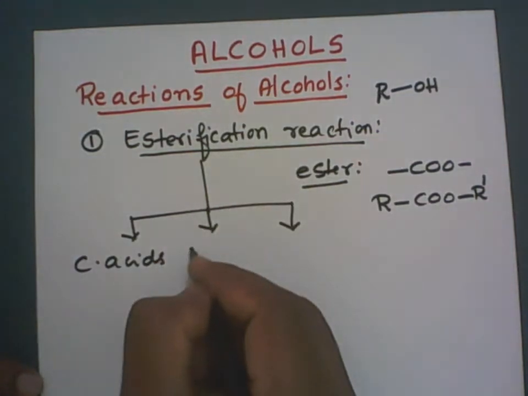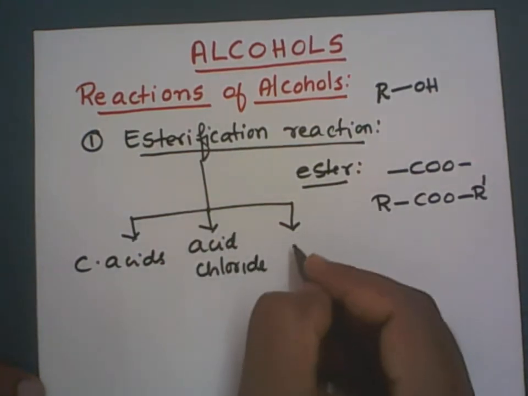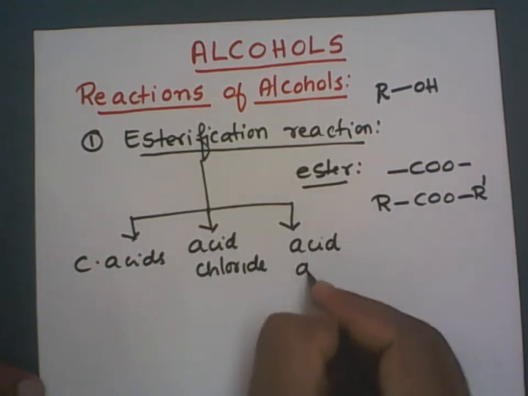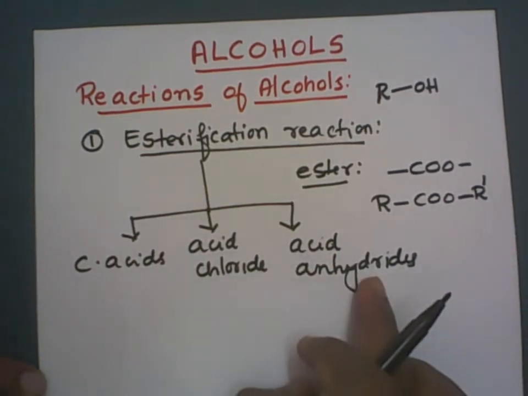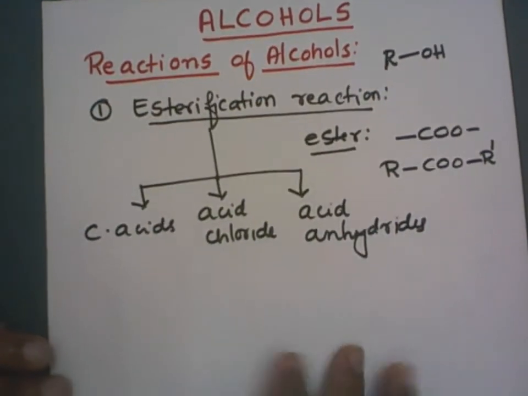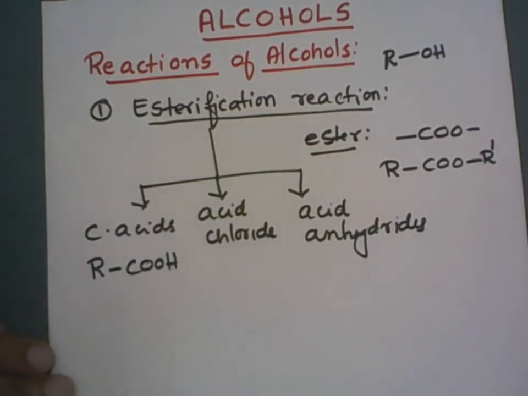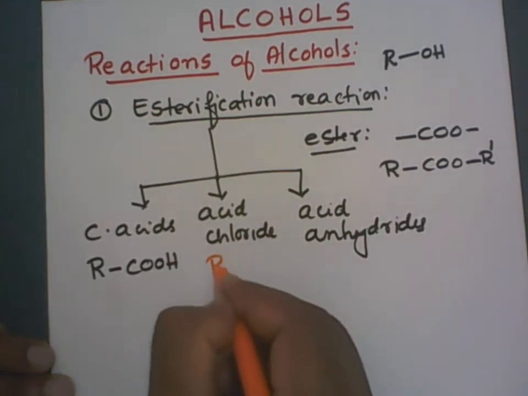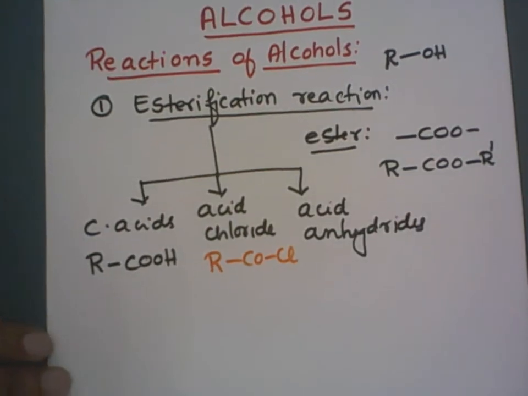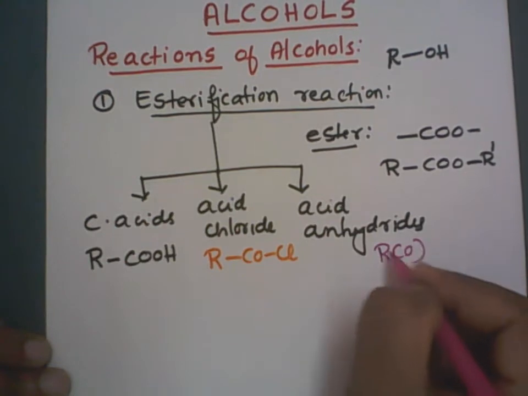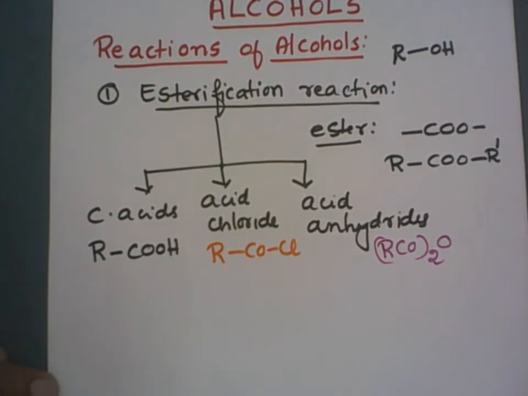Alcohols can react with the acid chlorides, and they can also react with the acid anhydrides. These chlorides and anhydrides are derivatives of carboxylic acid. Carboxylic acid general formula is RCOOH, right? That of acid chloride is RCOCl, and that of the anhydride is RCO twice O, right? So we'll write down the three sets of reaction.